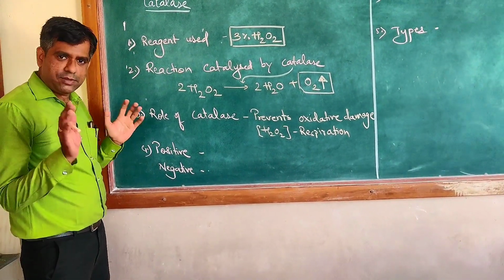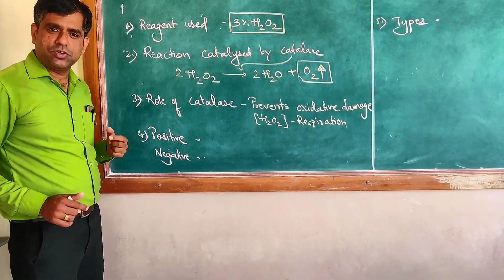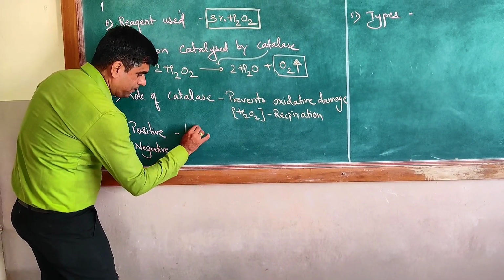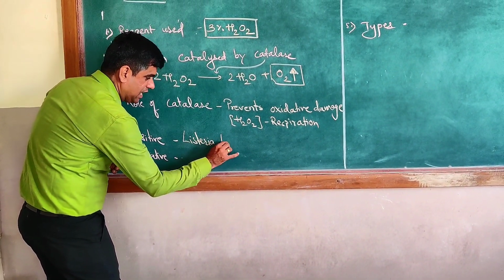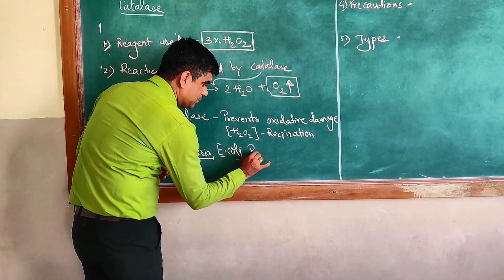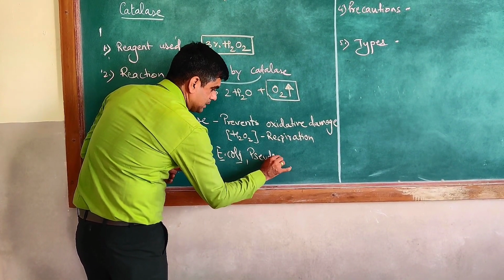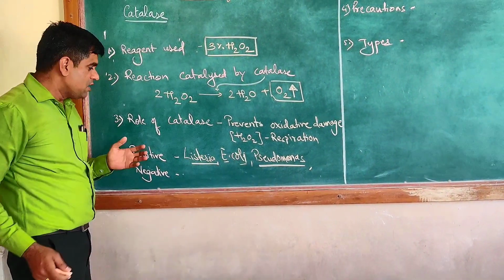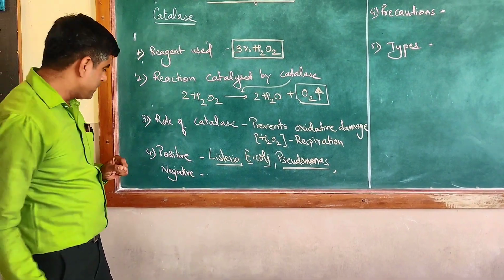Okay, so state some examples of catalase positive organisms. You will find many. You have organisms like Listeria, you have organisms like E. coli, you have organisms like Bacillus, you have organisms like Pseudomonas. There are many, the list goes on. You have Nocardia species which are catalase positive.